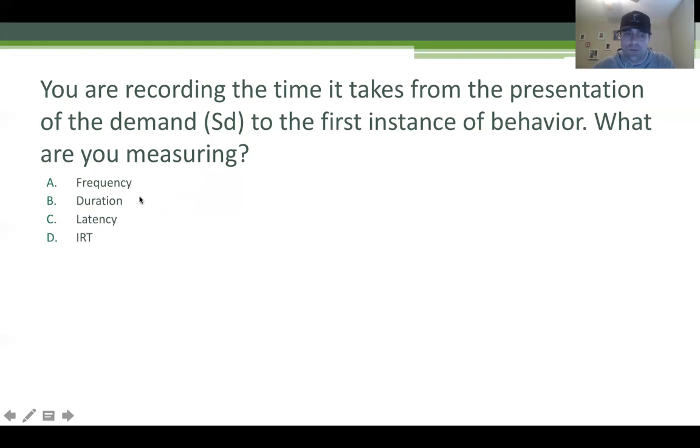So it's not frequency. Duration. Okay, are we recording how long a behavior is lasting or how long a response is lasting? No, we're recording the time between two things, right? The demand and the instance of behavior. So it's not duration. Duration is only one behavior, right? Frequency is count. Duration is only one behavior. Okay, we're recording the time between two different things. So when we're doing that, it has to be latency or IRT.